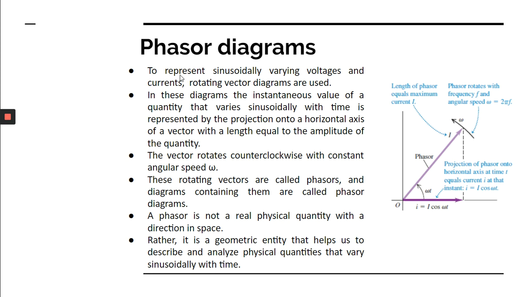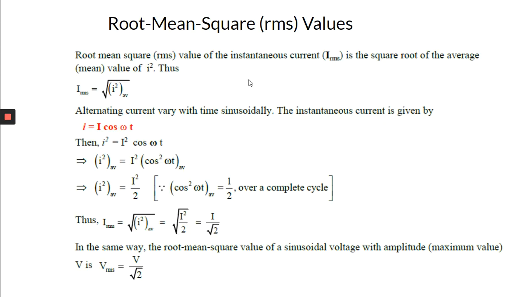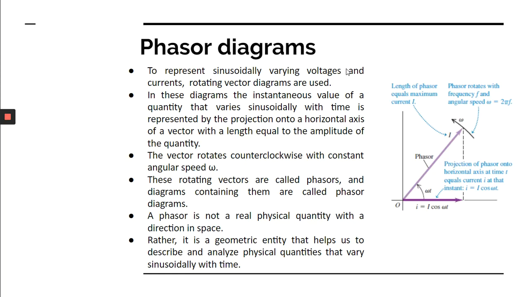Let me discuss this in detail. To represent sinusoidally varying voltages and currents, rotating vector diagrams are used. So this point is important: rotating vector diagrams are used. See this, here we are representing this as a phasor. I will tell you what this is.